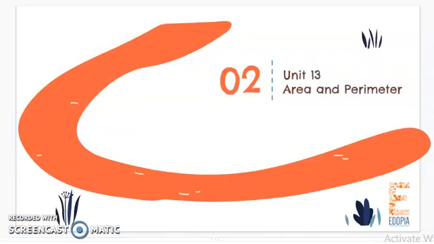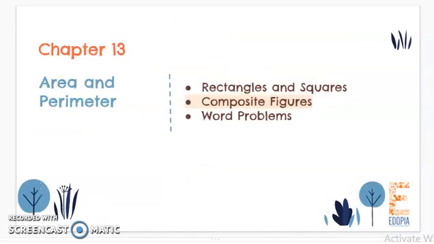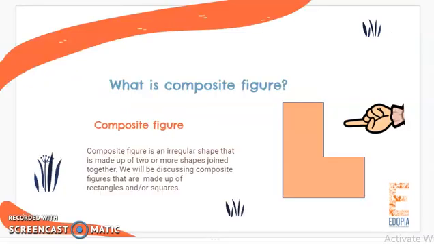This week we will be discussing Unit 13, Area and Perimeter. In this chapter, our topic is composite figures. What are composite figures? Composite figures are irregular shapes that are made up of two or more shapes joined together. It can be rectangles, squares, circles, triangles, any shapes. When you combine two or more different shapes together to form an irregular shape, that figure is called a composite figure.